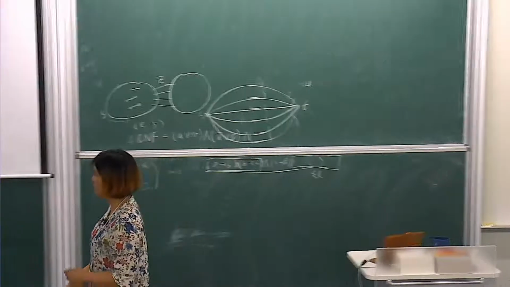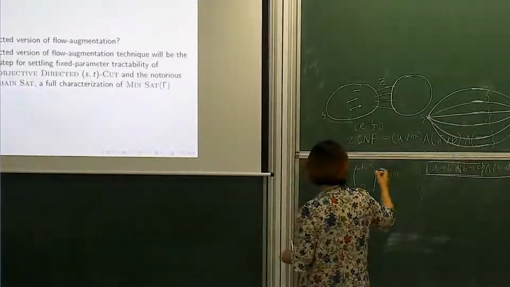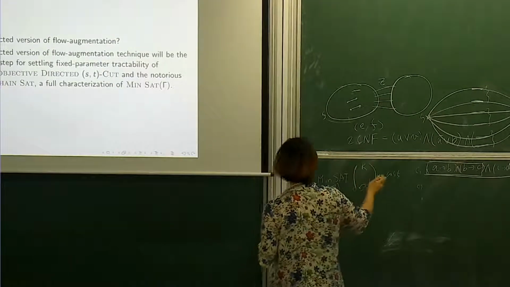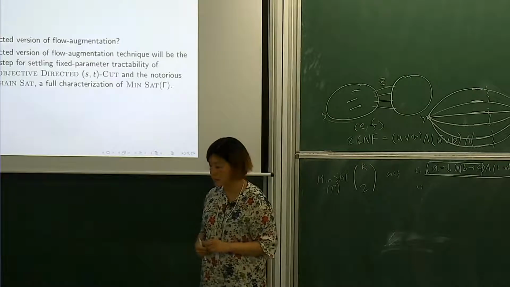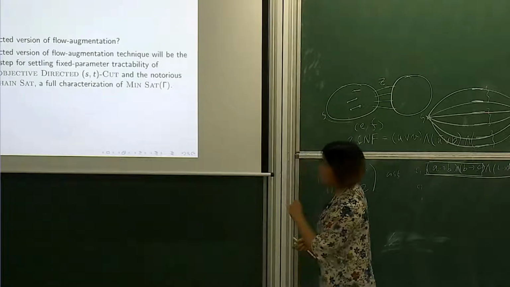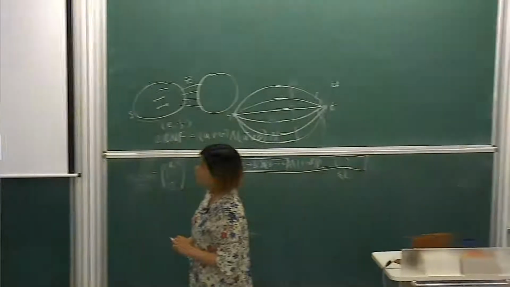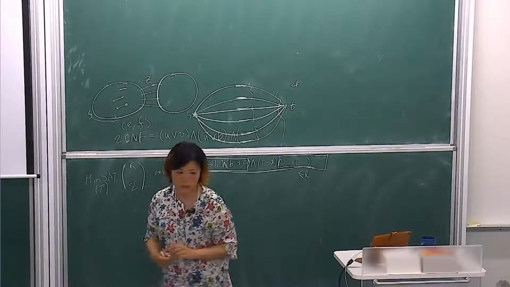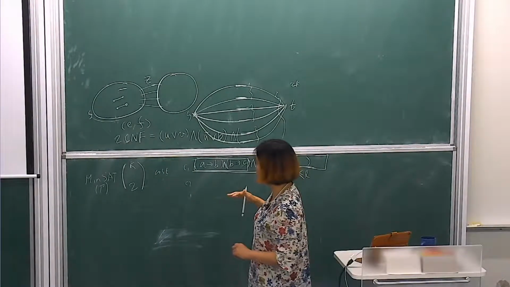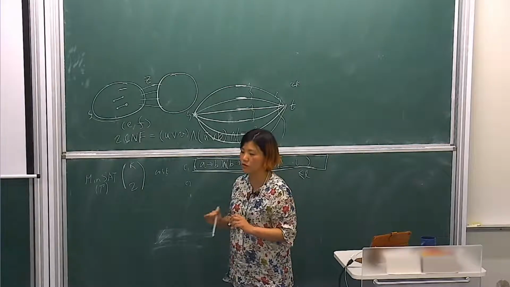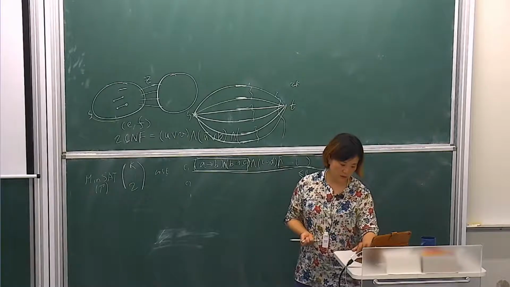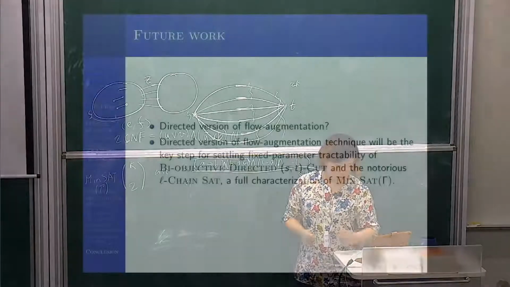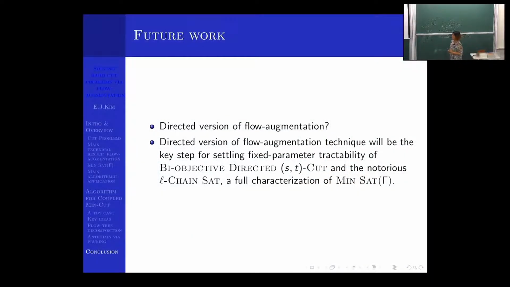This is tricky, and also our algorithm cannot handle this problem because it really involves directed cut. And we believe that the directed version of flow augmentation will very likely settle this thing. So yeah, and that's it. Thank you.